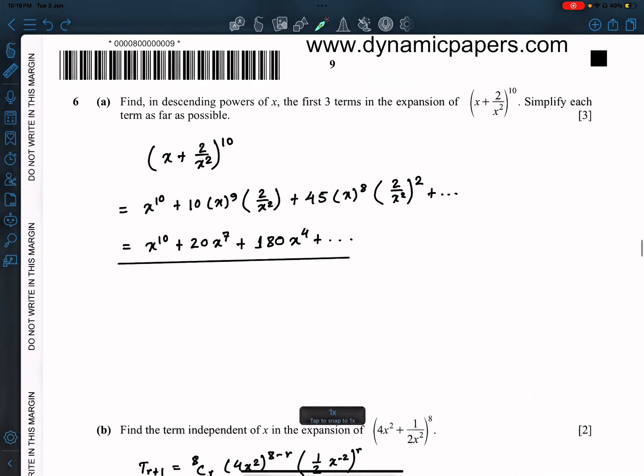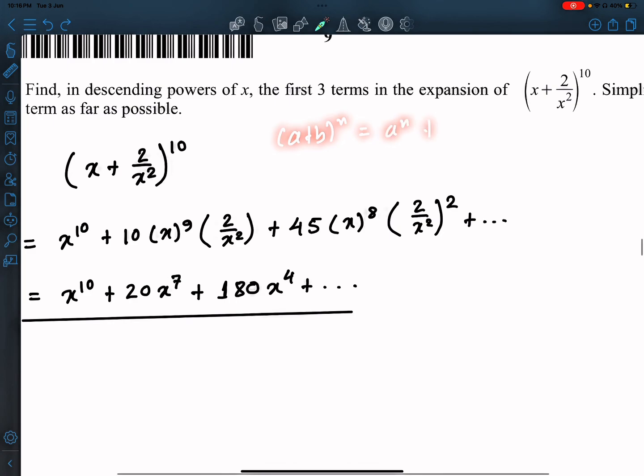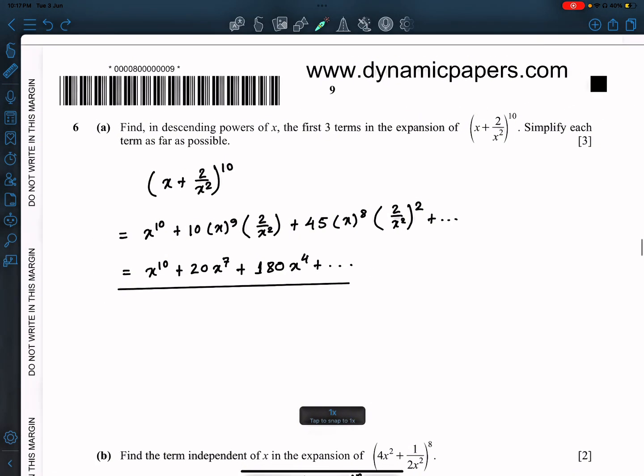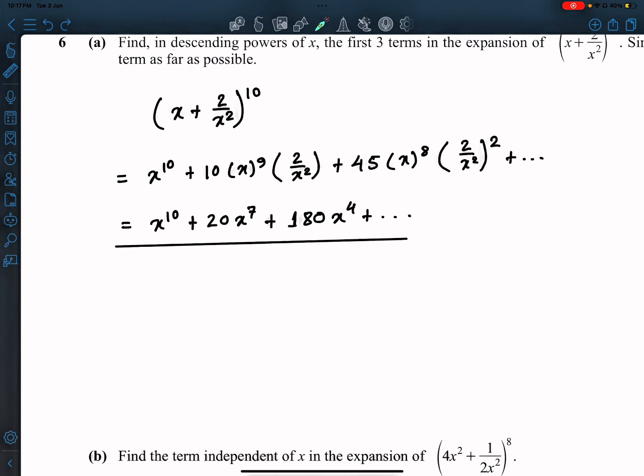What the binomial theorem says is that if (a + b) is raised to the power n, then we get a to the n, plus n a to the n minus 1 b, plus nC2 a to the n minus 2 b to the 2. Here it will be nC1, but since nC1 is n, I simply wrote it as n. So what we do is we simply follow that rule.